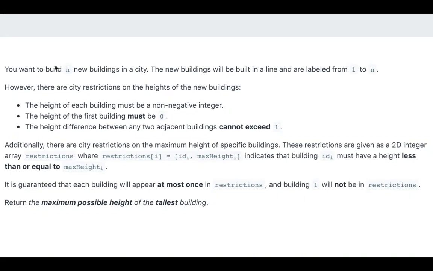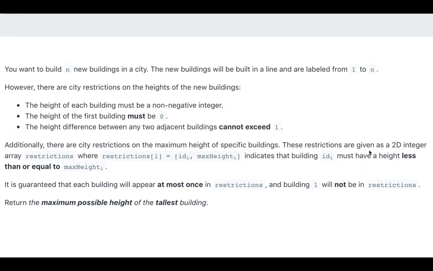Basically, we want to build new buildings in a city. The new buildings will be built in a line and are labeled from 1 to n. There are some rules. For example, the height of each building must be a non-negative integer. The height of the first building must be 0, and the height difference between any two adjacent buildings cannot exceed 1. Additionally, there are city restrictions on the maximum height of specific buildings.